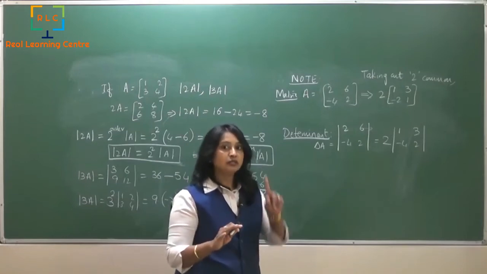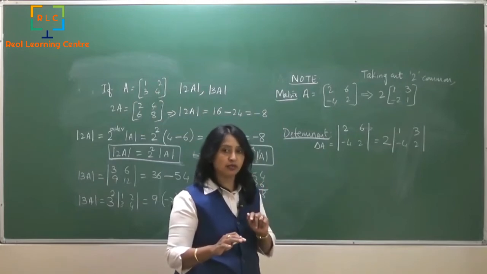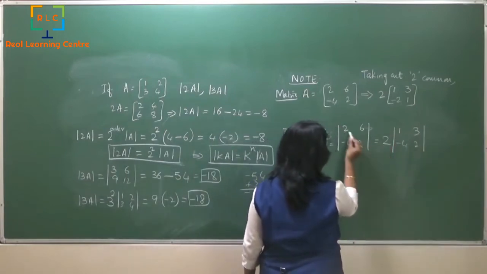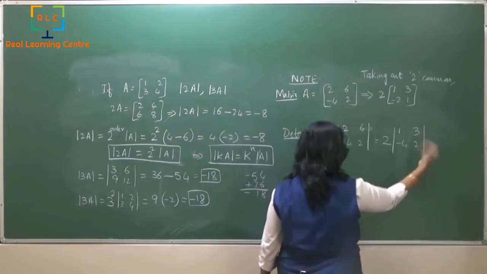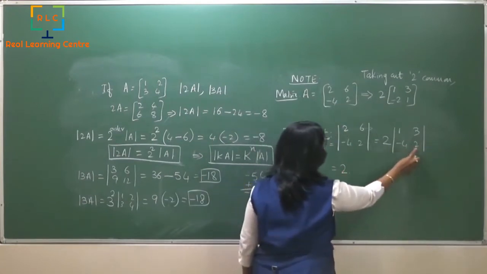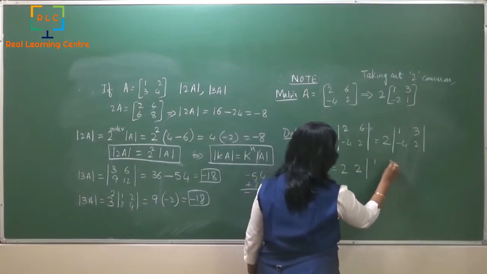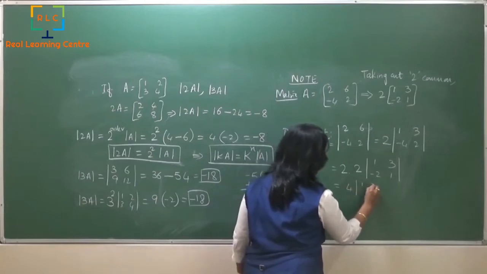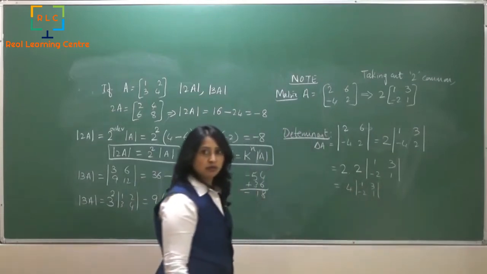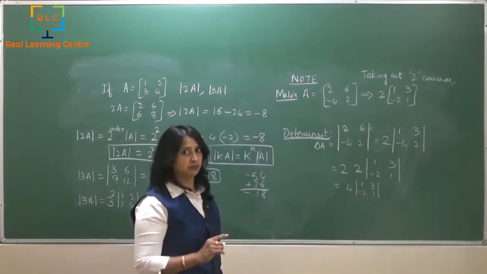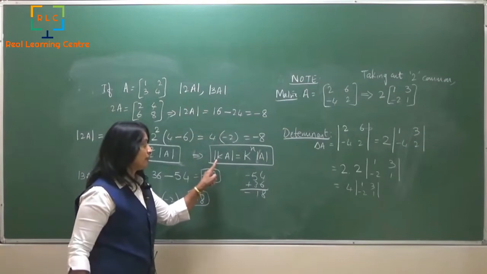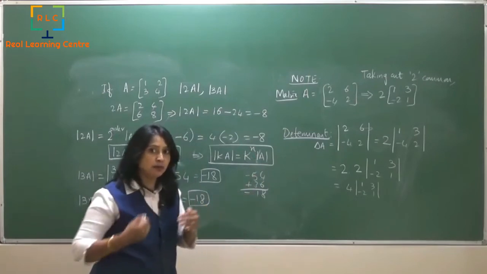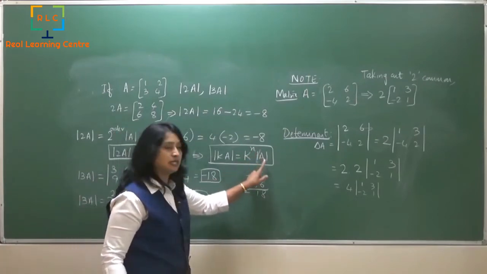Either you can take out from C1 and C2, or you can take out from R1 and R2, one element per column or row. So I have taken out 2 common from 2, 6. Now out of these, another 2 I can take out. Already 2 is there. Now out of these I shall take out another 2 common. Then this becomes 1, 3, minus 2, 1. So this is equal to 4 times the determinant of 1, 3, minus 2, 1. This is the way you take out common factors from the determinant. Come back here: if I am having kA, how many rows are there? That many k's will come out as common. That is the reason we have k power n into determinant A.